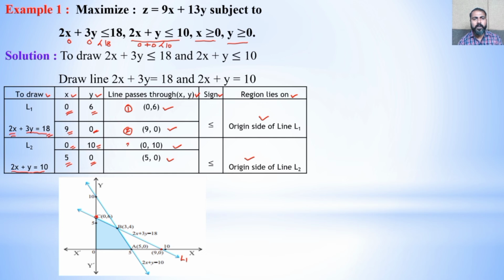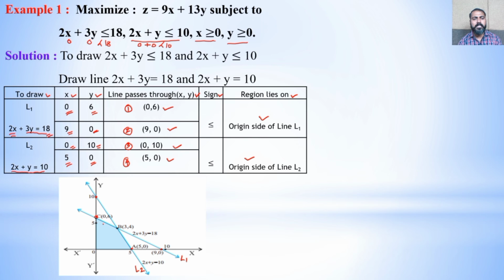Draw the line L1 passing through these 2 points. Now, we plot the point (0, 10). Here x is 0 and y is 10. So, that point lies on y axis. Now, we plot the point (5, 0). Here y is 0. So, that point lies on x axis. Draw the line L2 passing through these 2 points.